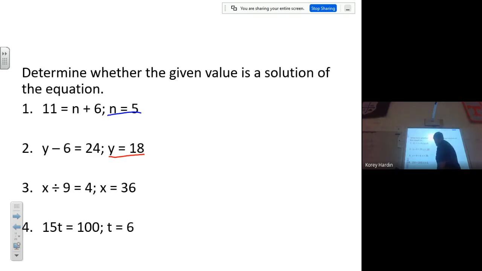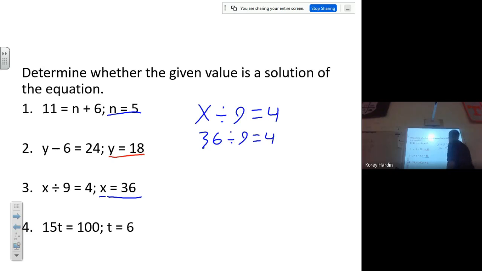Let's try the next one here. x divided by 9 equals 4, and x is going to be 36. So I've got 36 divided by 9 equals 4. So when I take 36 and I divide it by 9, I get 4. So 4 equals 4. Great job, Johnny. That is a solution.